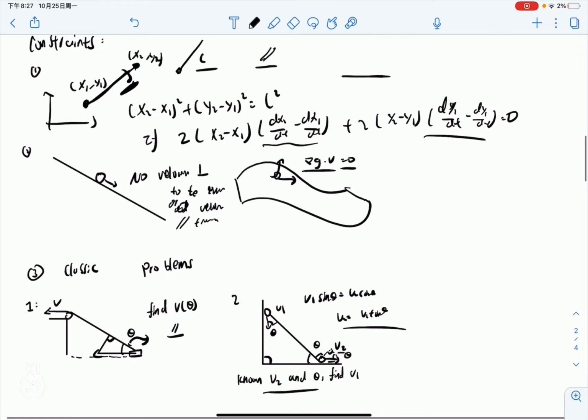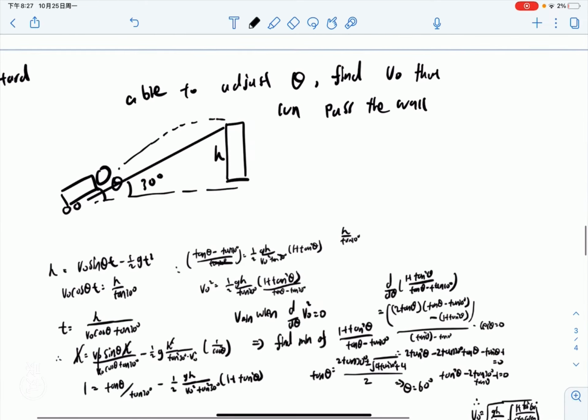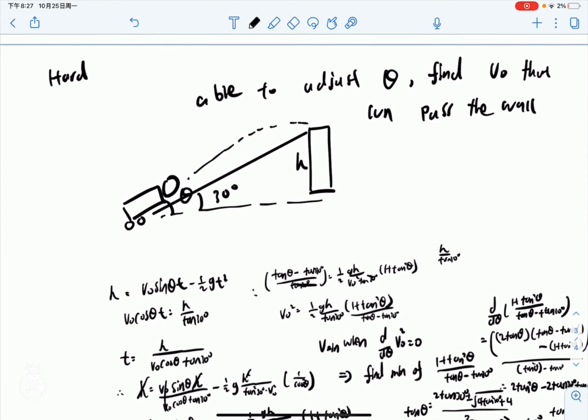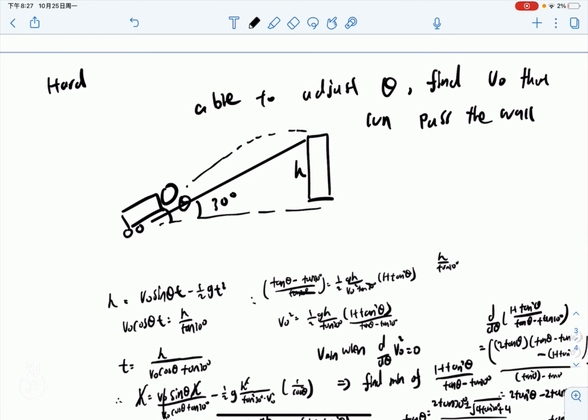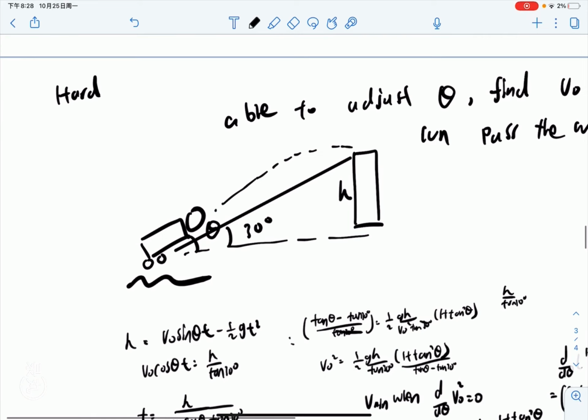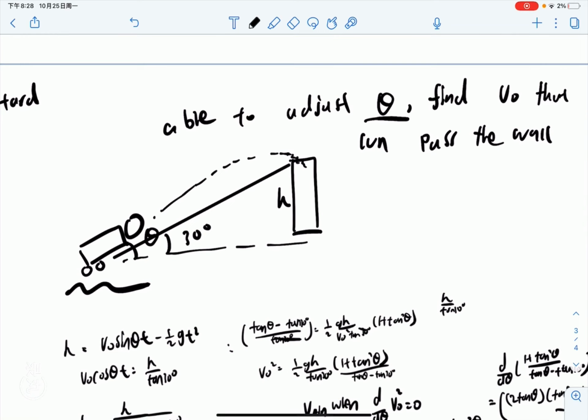Okay, we have a hard problem over here. Last stuff we're going to talk about today. So this one's kind of hard. There's a cannon over here, and it shoots something which has constant velocity of v0, and we want to find out the minimum velocity. You're able to vary the angles and want to find the v0 that can pass a wall, the v0 minimum.